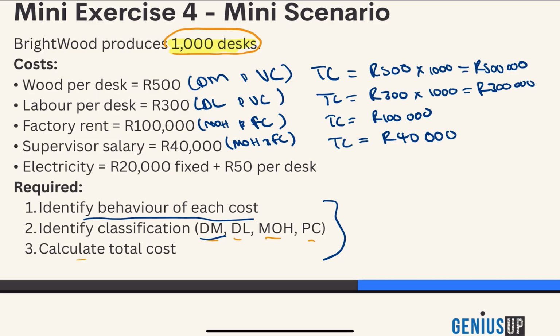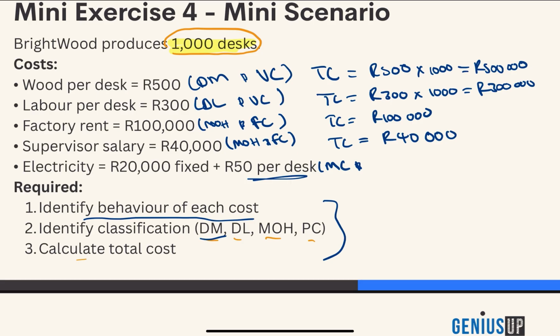And then we have lastly electricity. So electricity, they say you always need to pay 20,000 fixed, and then there's a 50,000 charge per desk that you produce. So here we have some sort of a mixed cost. Why is it a mixed cost? Because we have a fixed component and a variable component that's dependent on how many units that we produce, right? So this is behavior, mixed cost.